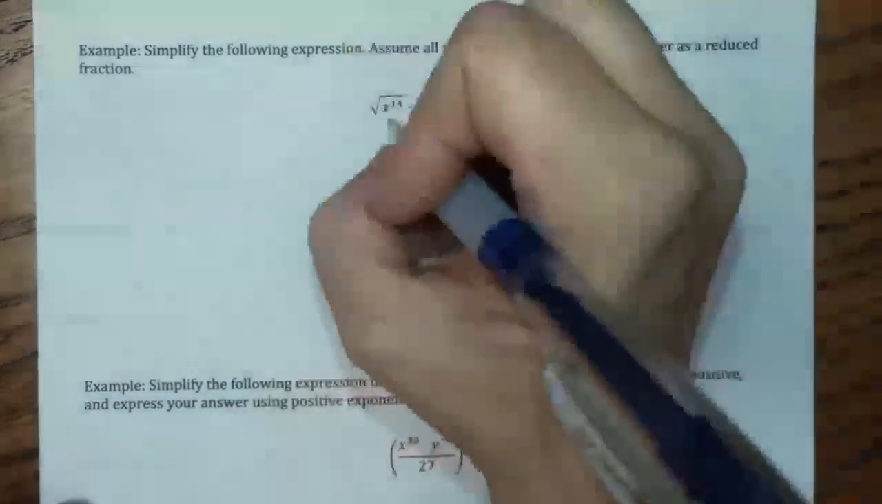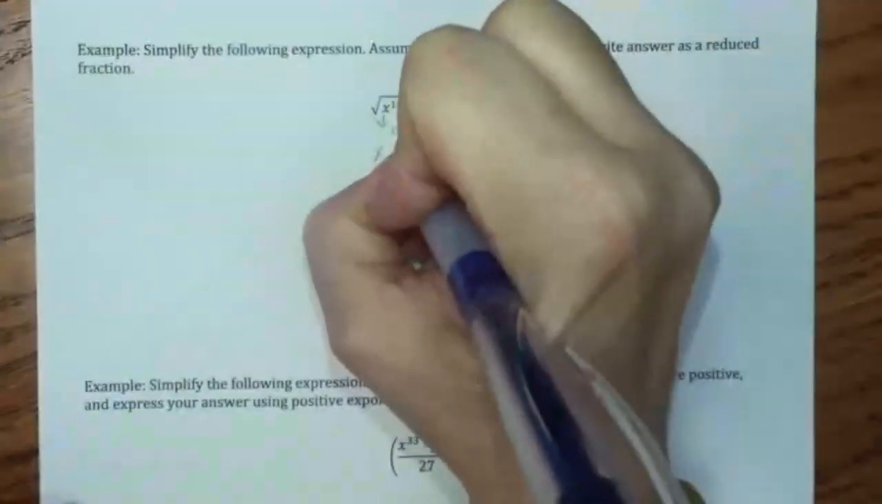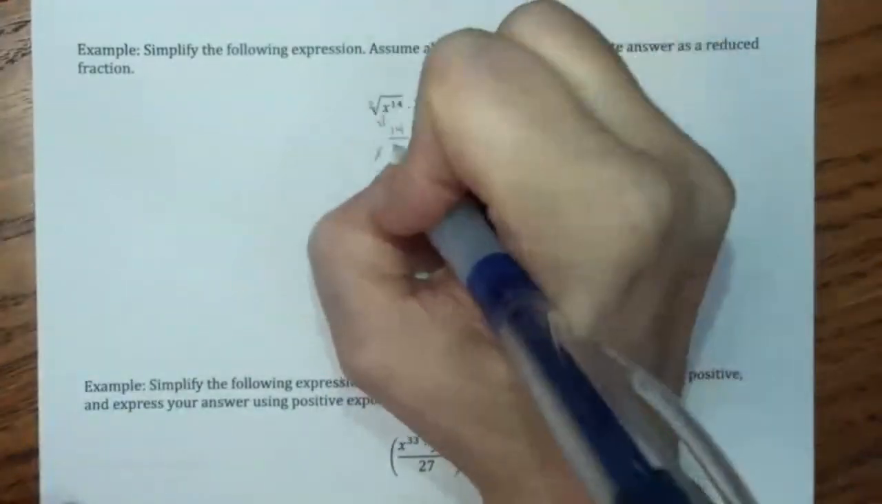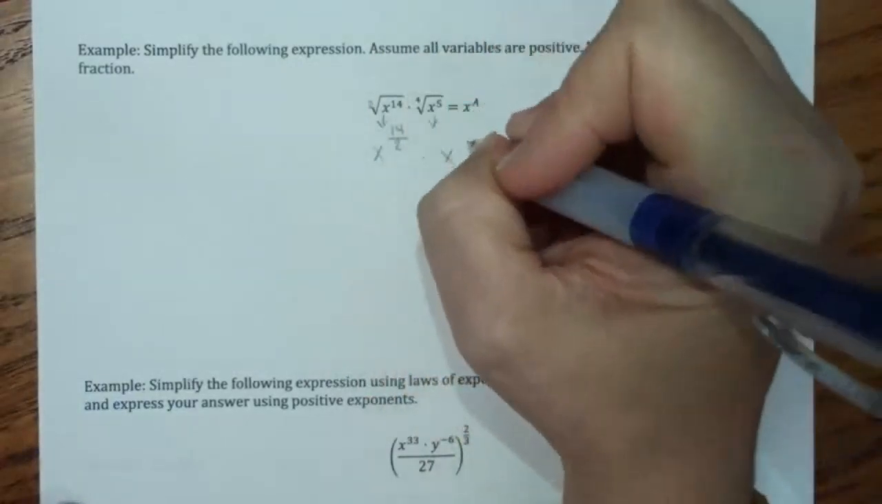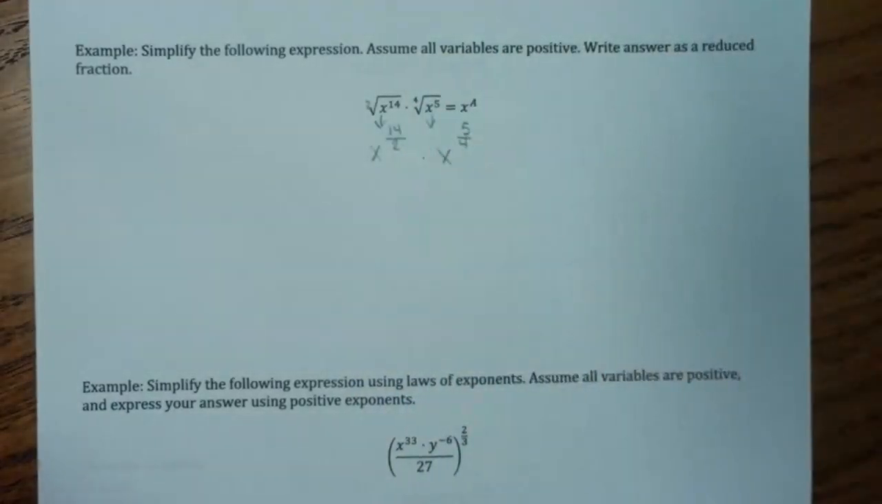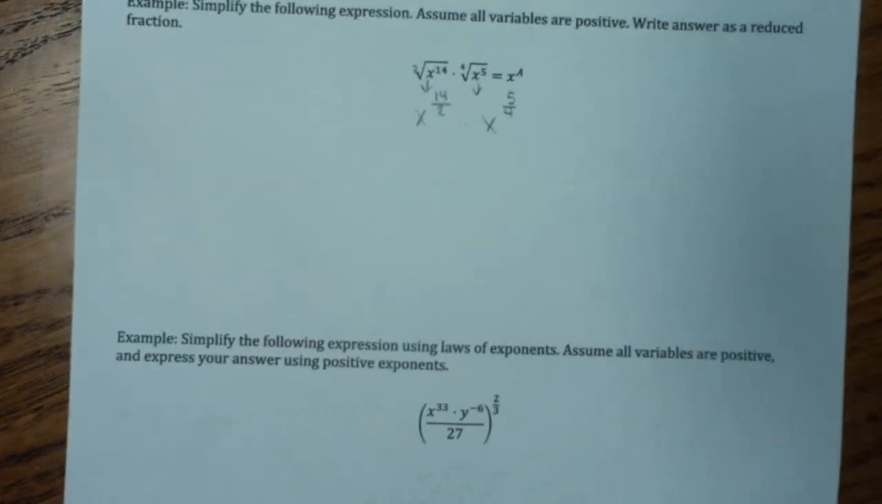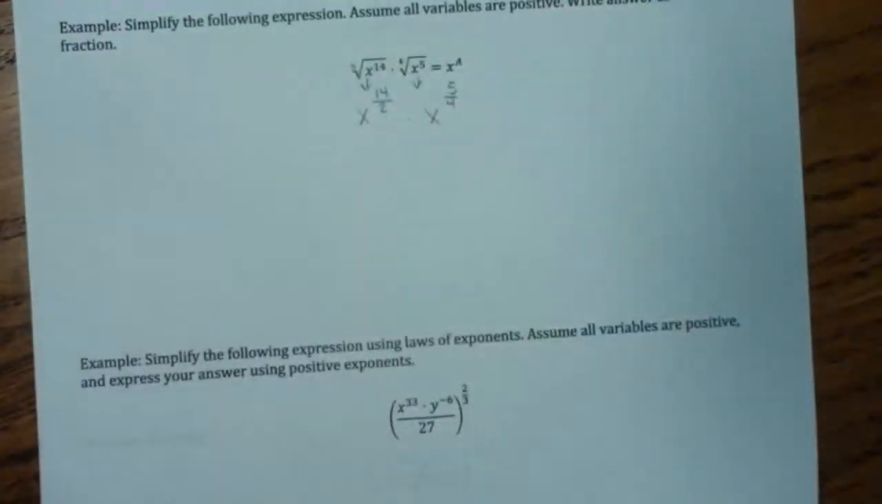But if I turn these into fraction exponents, my base is x. 14's up top is going to stay up top. My root is 2, so 14 divided by 2. 5's up top, it's going to stay up top. 4 is my root, so that's going to go to the bottom. So now I have like terms. So I have x to the 14 over 2 times x to the 5 over 4. Now they're both x's. They're being multiplied, so we can combine them together by adding our exponents.